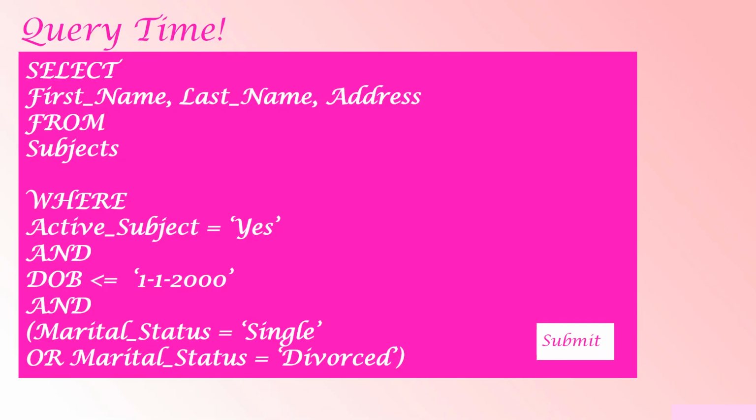Now if we add this into our query, we'd have to be a little careful and separate our conditions with or with parentheses to be crystal clear with the database. We want the database to know we only want the subjects that are active, over 18, and either divorced or single. Without the parentheses, the database could read our request as we want subjects that are active, over 18, and single, or divorced subjects that are either active or inactive and over 18 or under 18. So adding parentheses just separates our conditions from each other.